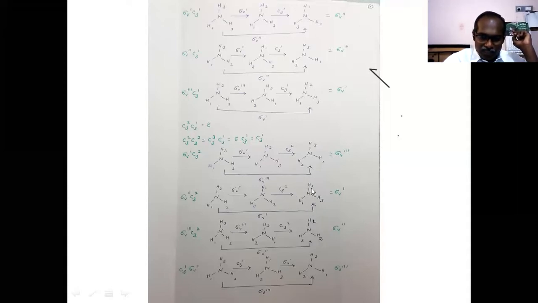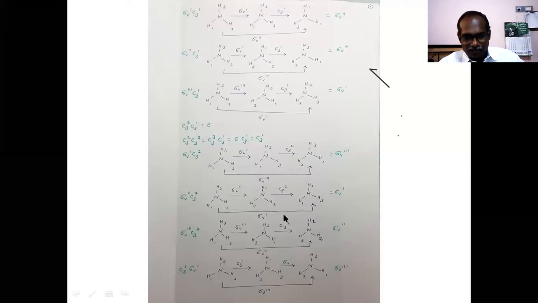Now you look at this configuration and this configuration and find out one single operation which will result in this conversion. So when you compare this configuration and this configuration, hydrogen 1 remains in its own place, whereas 2 and 3 are interchanged. Therefore, reflection about the plane which passes through N hydrogen 1 will result in this configuration. Therefore, the one single operation corresponding to the combination of sigma V double dash and C3 twice is a sigma V dash.